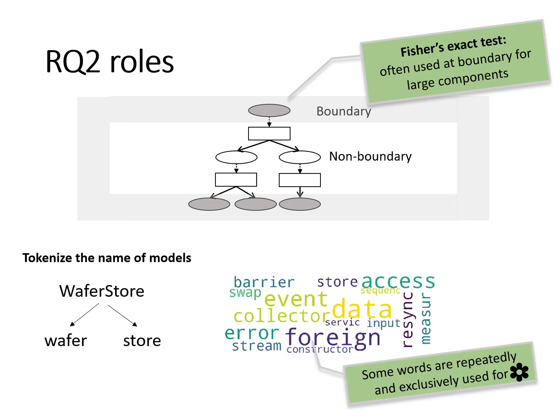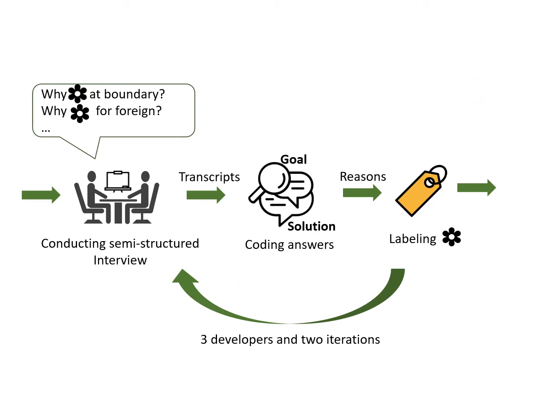We also expect that the name of models can also reflect the role and responsibility of models. Therefore, we tokenize the name of the models. We found that some words are repeatedly and exclusively used for flowers, such as words data and foreign. After identifying the features of flowers, we now can go to our qualitative phase.